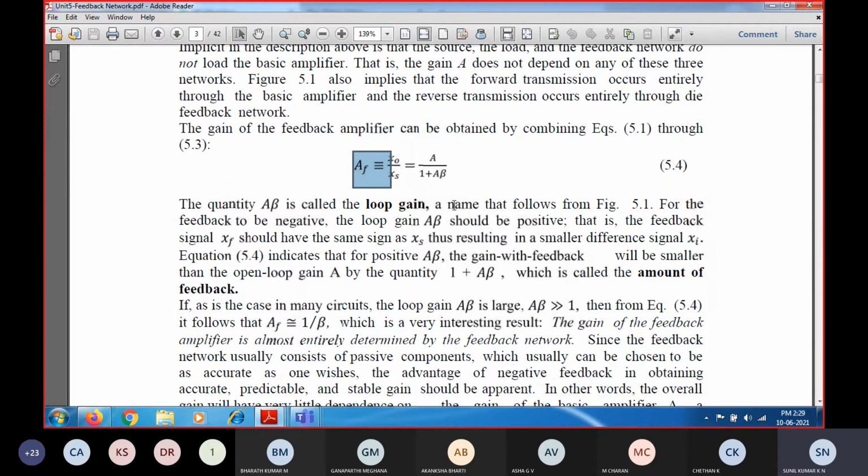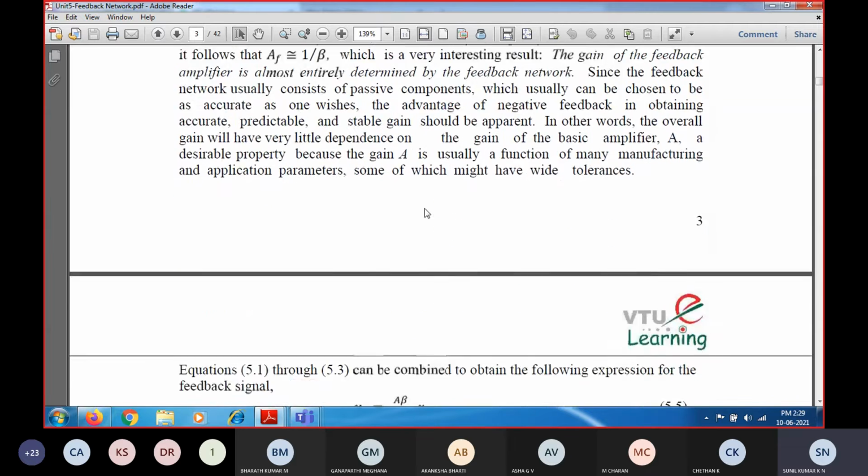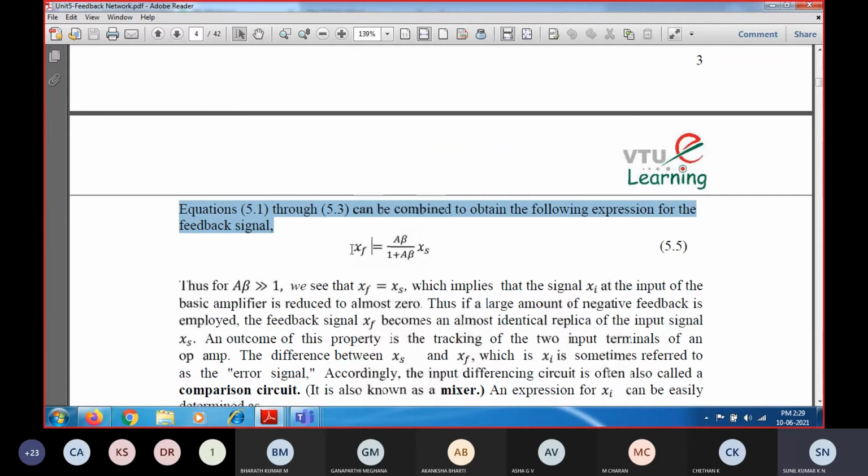This is about negative feedback, and we have also found the relation between the feedback signal and the source signal. XF is the feedback signal and XS is the signal source. XF will be equal to XS times A beta divided by 1 plus A into beta, where A into beta is the loop gain. We also know that A into beta is very much greater than 1, so the plus 1 has no impact on the denominator.